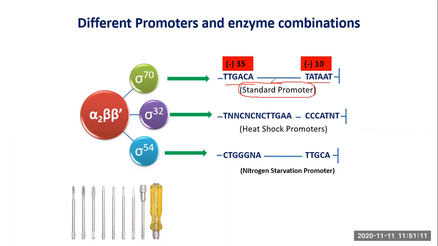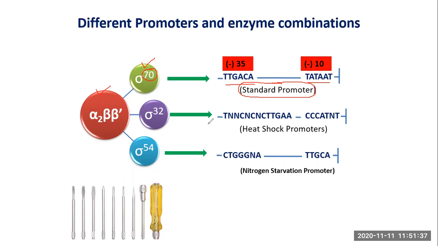Okay, and these standard promoters are identified by a combination of core enzyme, which has two alpha subunits, one beta and one beta prime, and one sigma factor. It is denoted as sigma 70. 70 indicates its molecular mass. So sigma 70, when it combines with this core enzyme, is capable of identifying all those promoters which have these two consensus sequences.